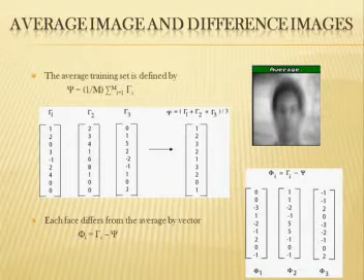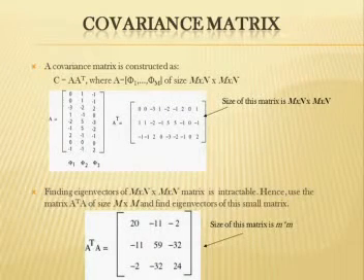The average image is calculated as the sum of all column matrices divided by the number of input images in the training set. The difference matrix is calculated by subtracting the average image from each column matrix. The next step is the covariance matrix. The covariance matrix is constructed as C equals A into A transpose, where A is the difference matrix.